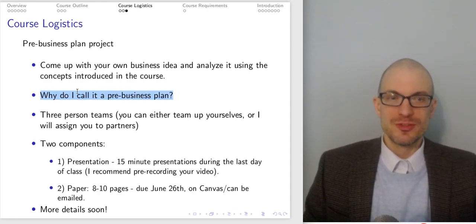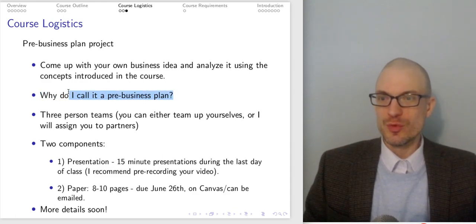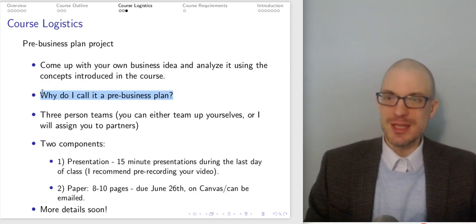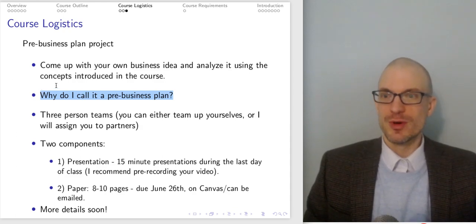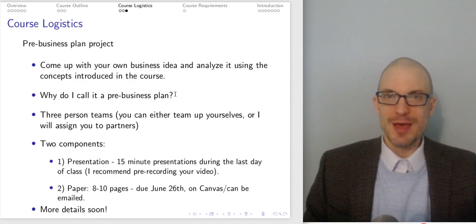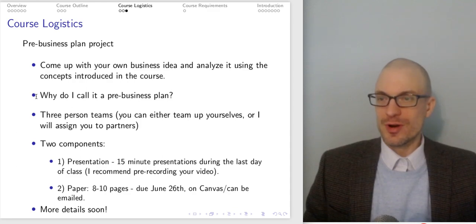Why do I call it a pre-business plan? Well, this isn't a business plan. This is basically the type of analysis you would want to do on your own or with your team before even beginning to write out a formal business plan. You want to do this analysis to look at the economic underpinnings of your idea to see whether it is viable to go forward with. So it's anticipatory of what you would do later with a business plan.